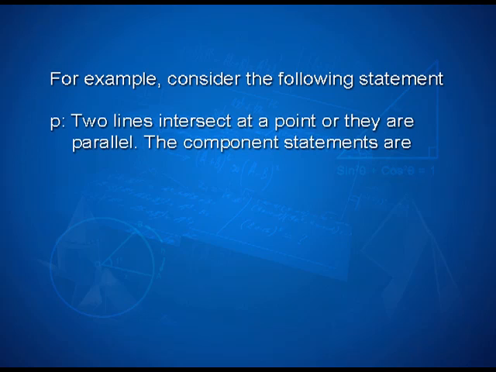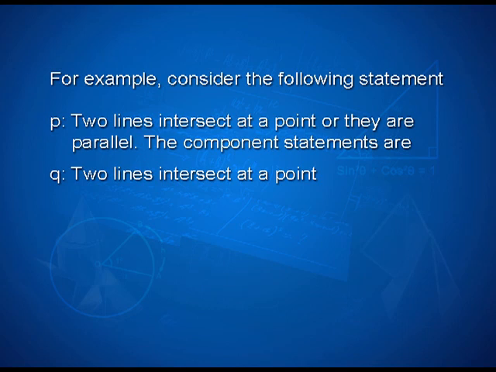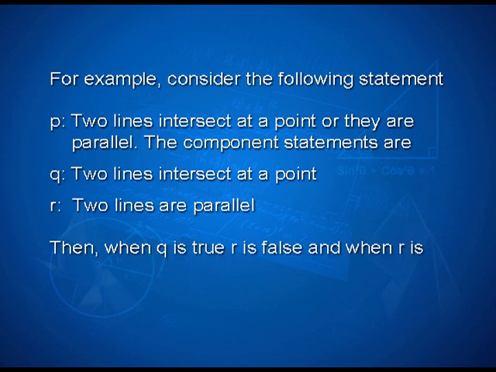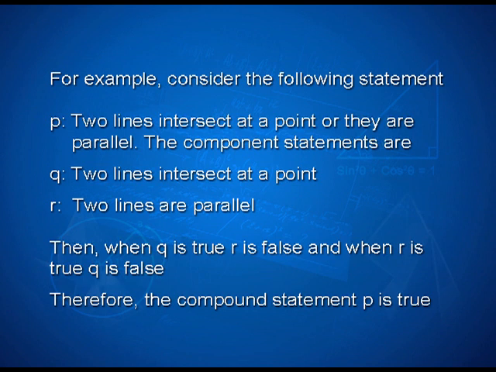P. Two lines intersect at a point or they are parallel. The component statements are Q, two lines intersect at a point, R, two lines are parallel. Then when Q is true, R is false, and when R is true, Q is false. Therefore, the compound statement P is true.